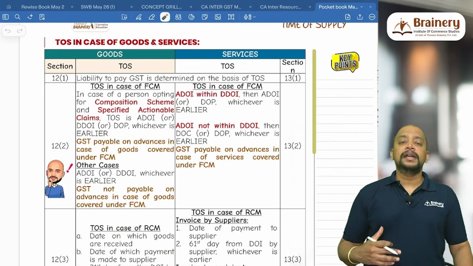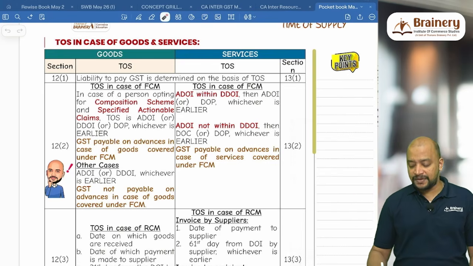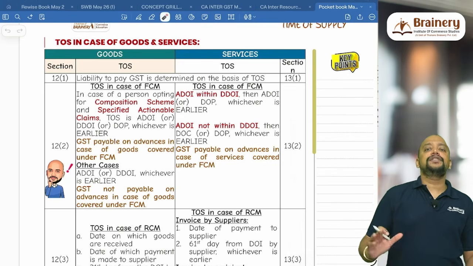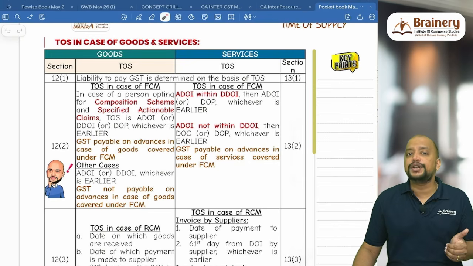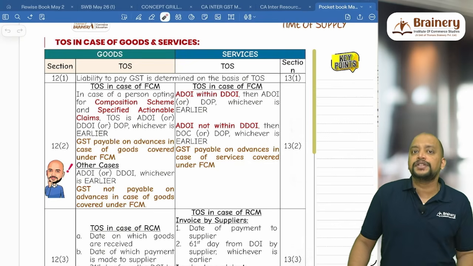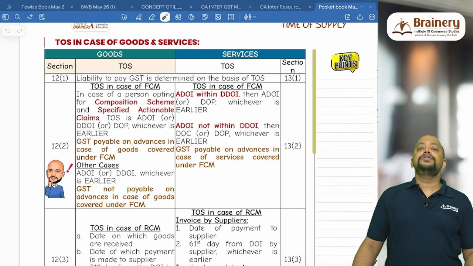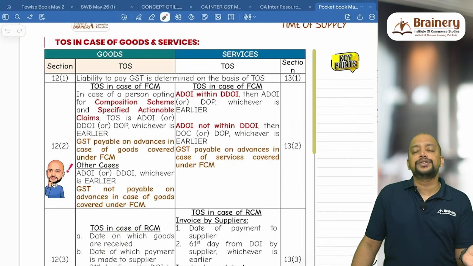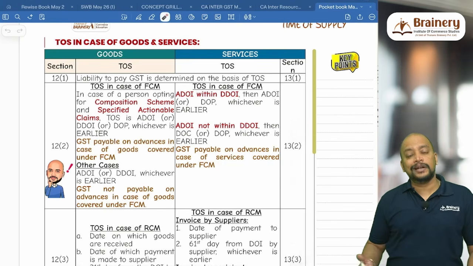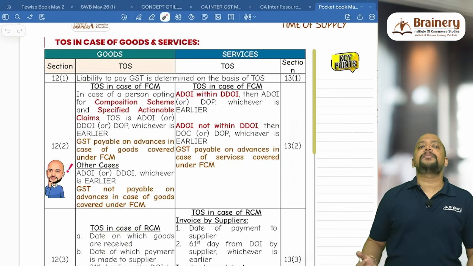Then time of supply in case of services under FCM is given under 13 subsection 2. Here we need to see whether the invoice is given within the due date or not. If the invoice is given within the due date, as discussed above, then we need to take the date on which the invoice is actually issued or the date of payment, whichever is earlier. What if the invoice is not issued within the due date? If it is issued beyond that, then the completion date or payment date, whichever is earlier, should be taken.